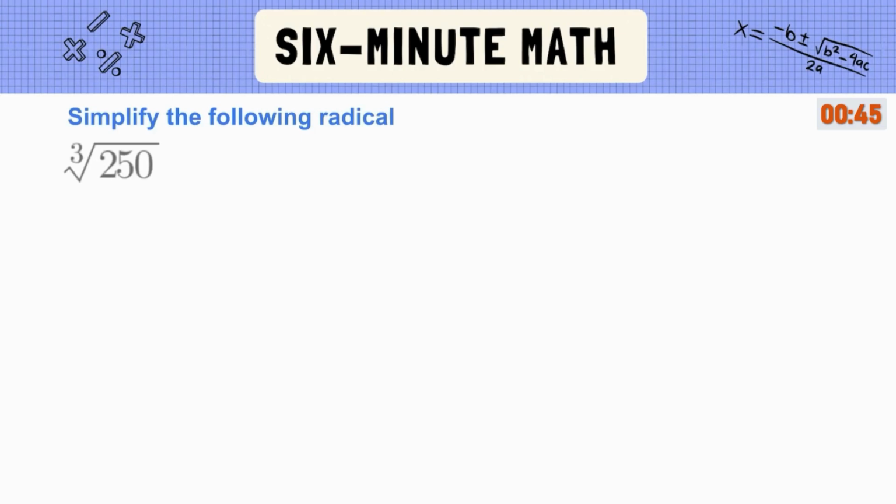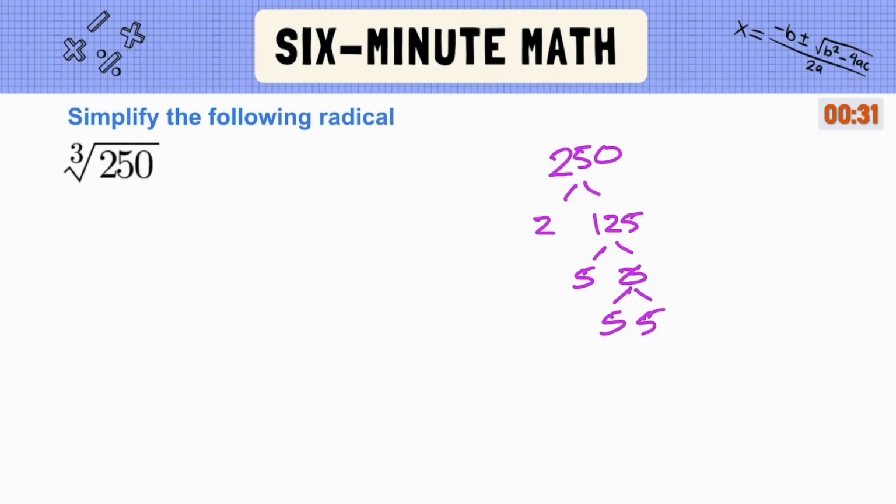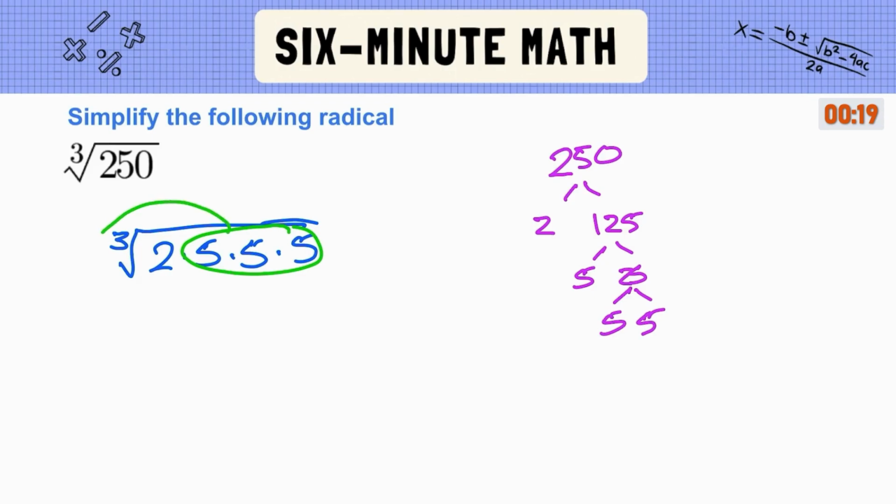On to our last example here. We're going to simplify the cube root of 250. We're going to factor tree this one. This is 2 and 125, 5 and 25, and then 5 and 5. Prime factorize under my radical sign, 2 times 5 times 5 times 5. I have that group of 3. That's going to remove to the front, giving me a final answer of 5 cube root 2.